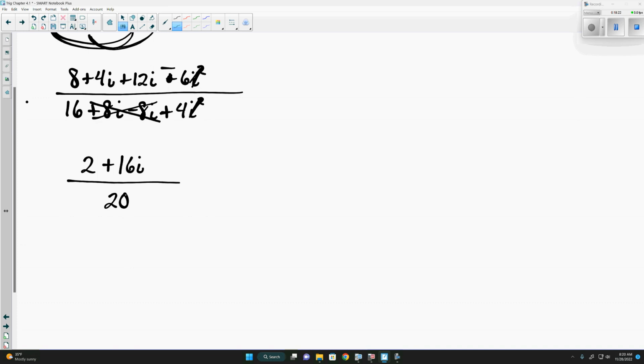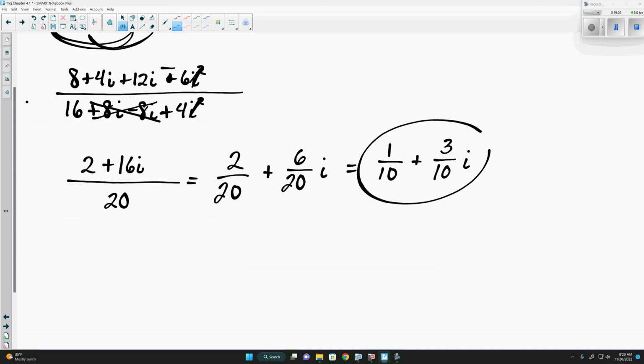Most of the time it does specify that we want to write these in a plus bi form. We want to split the fraction apart, which is not too bad. Because really all that's telling us is that we split it apart, so we'd have 2 over 20 plus 6 over 20i. So we're splitting it apart to have it in a plus bi form. We have the a, the real part, by itself, and the imaginary part by itself as well. Well, if we look at these here, they do reduce, because 2 over 20 will reduce to 1/10. Plus 6 over 20 will reduce to 3/10 i.